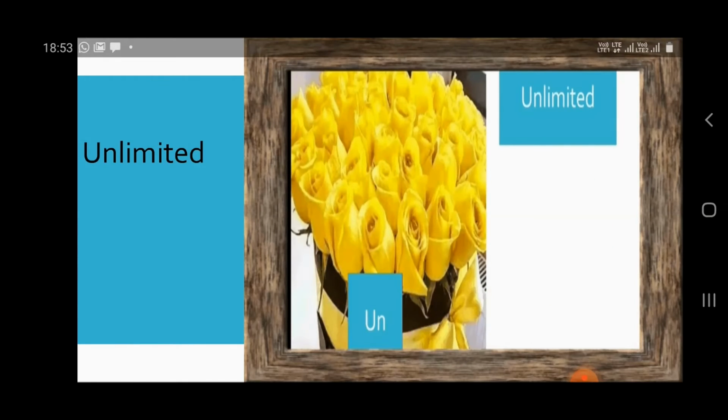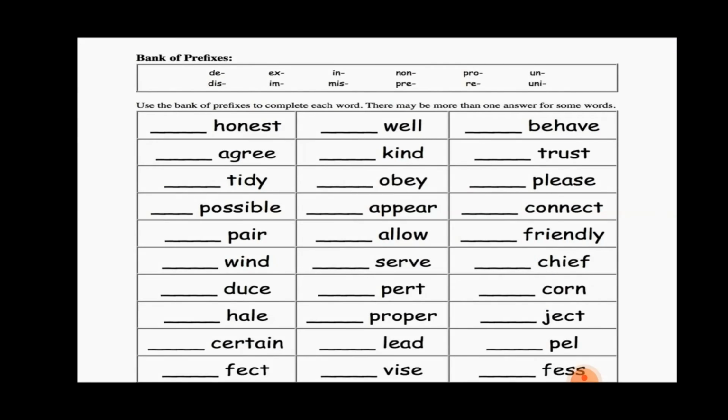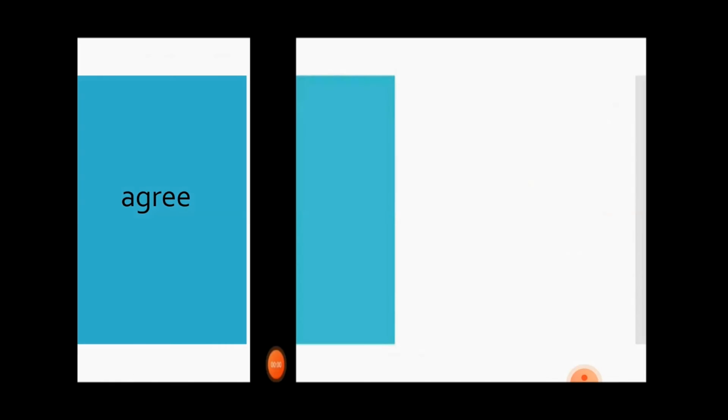Okay, we'll move on to the next one. So honest, you can say dishonest. Okay, disagree, untidy, impossible, despair. So likewise, you can try some of the things given there in the box, and you can try this as assignment. Okay, we'll move on to the next one, agree.